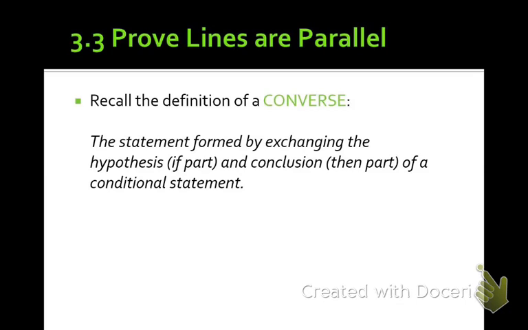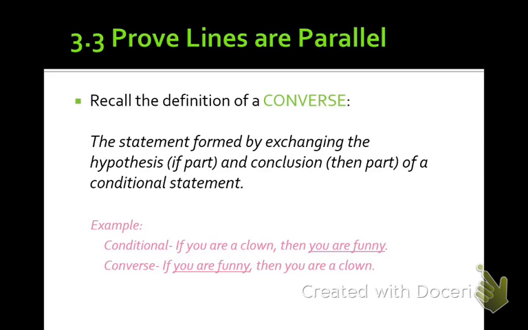So, first things first, we want to remember what the converse was, right? From the last chapter. And remember, the converse is you just take a conditional statement and you flip-flop the hypothesis and the conclusion. So, for example, if your conditional statement is if you are a clown, then you are funny, then the converse would just be flipping that around, right? If you are funny, then you are a clown.